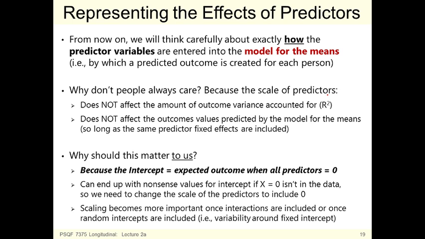But it can also cause model convergence problems when we get into the world of longitudinal, because not only are we going to be estimating an intercept as a point, but we're also going to be trying to estimate intercept variance, individual differences around that point. And if that point is not somewhere in your data, the model may not be able to find it.